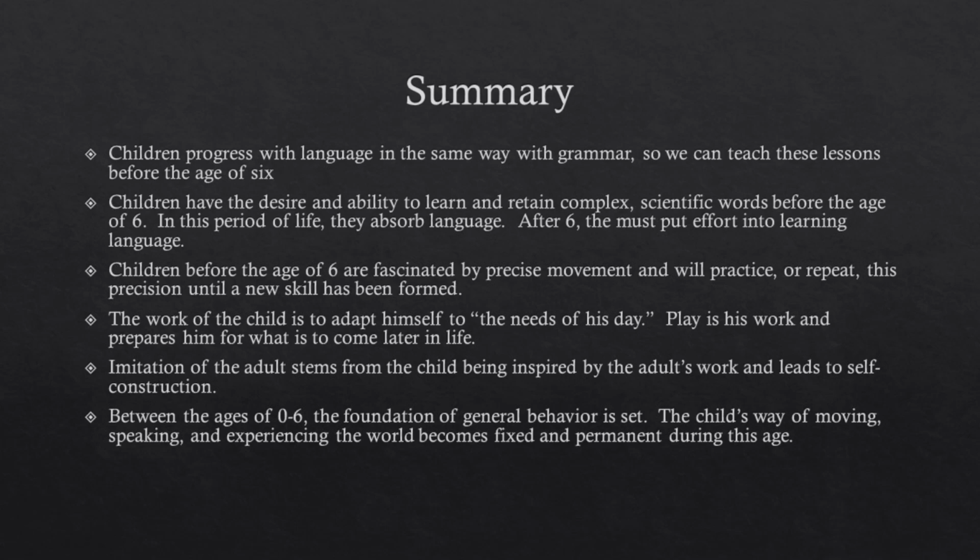And the most important thing to take away from this video is that between the ages of 0 and 6, the foundation of general behavior is set. Montessori says whatever experiences we are having during those ages, that is going to lay down a general behavior for the rest of our lives. It's going to set that foundation. The child's way of moving, speaking, and experiencing the world becomes fixed and permanent during this age.